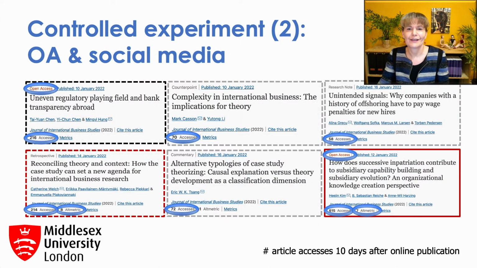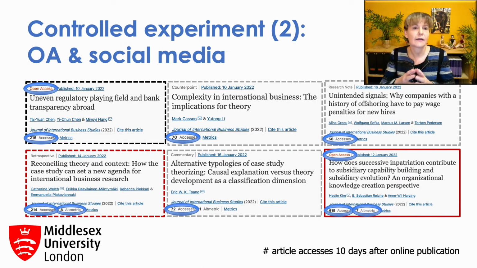So this next example looks at articles that are not yet published in print but have been made available online first. Now, they're all articles published in the same journal, Journal of International Business Studies, which again is a top journal in international business and one of the top journals in business and management more generally. I looked at the number of times the articles were accessed 10 days after they appeared online. So this is an early measure of impact, as academics accessing the article are likely to read it and then possibly cite the article in the future.